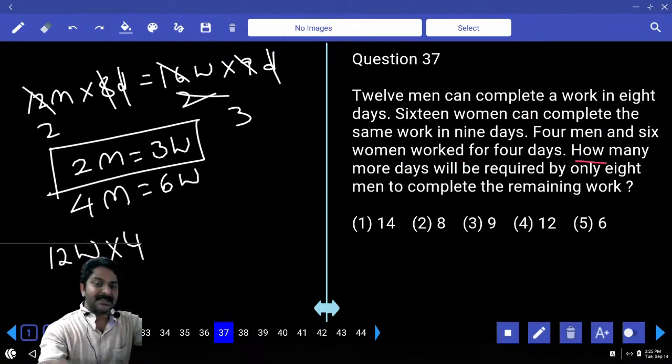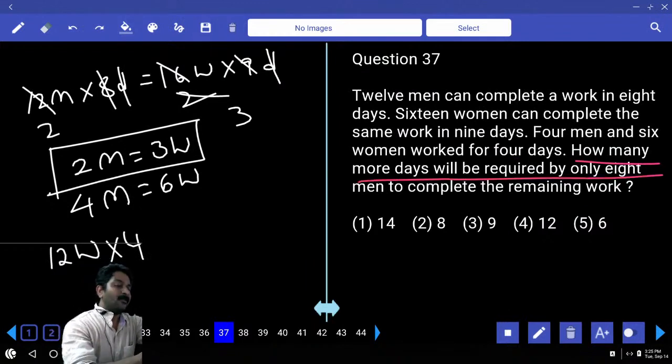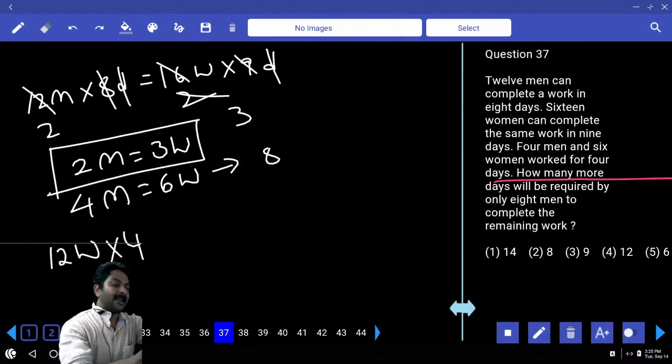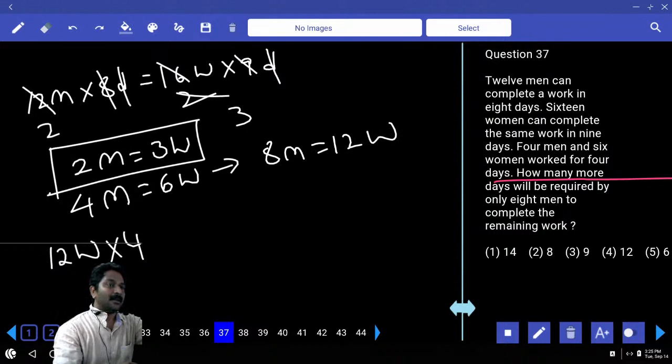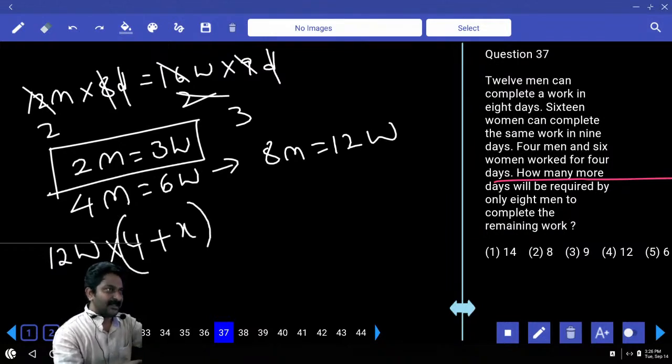Next, the question is, how many more days will be required by only 8 men? With this, 8 men's efficiency is equal to 12 women. 12 women are already there. They already worked for 4 days, and apart from 4 days, they are working for X more days. Let us assume like this. With this, we should be able to complete the total work.